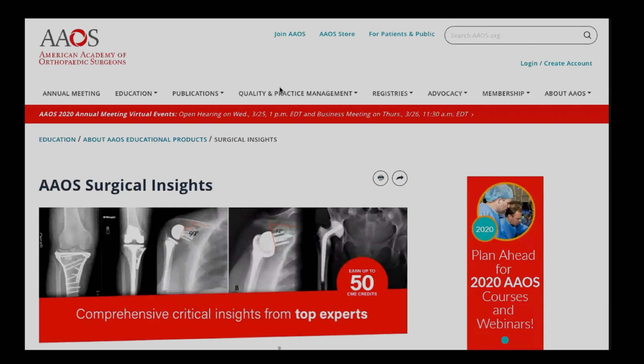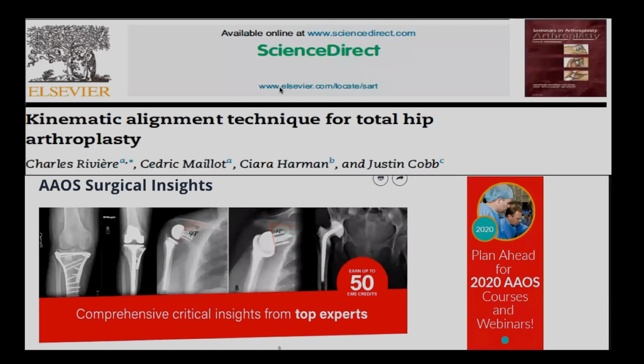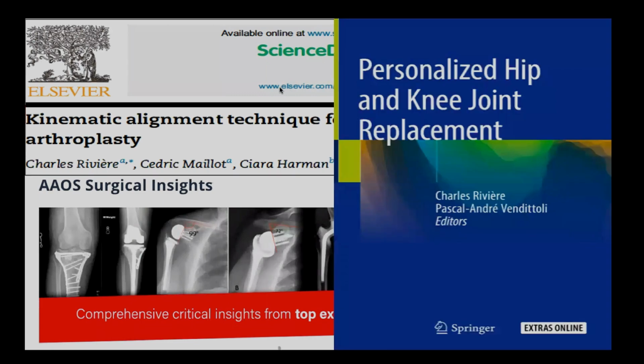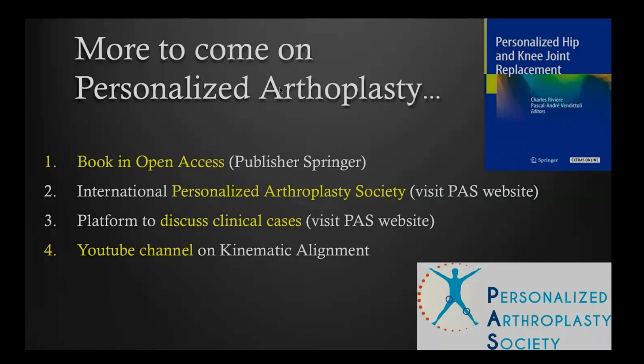You can read and learn more about the kinematic technique for hip in the AAOS Surgical Insights in the rubric THR planning. Also, in Seminars in Arthroplasty, we published an instructional review describing the technique. There will be an open access book soon available with further information, and much more to come on personalized arthroplasty. The book will be in open access very soon, in one or two months.